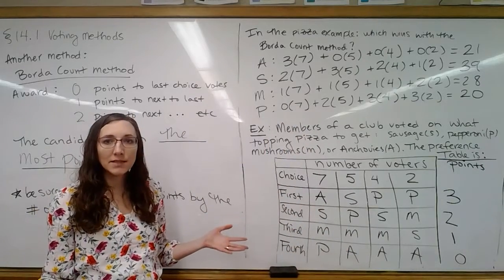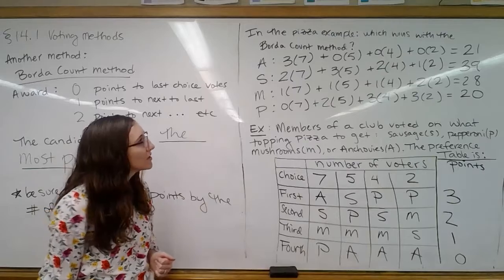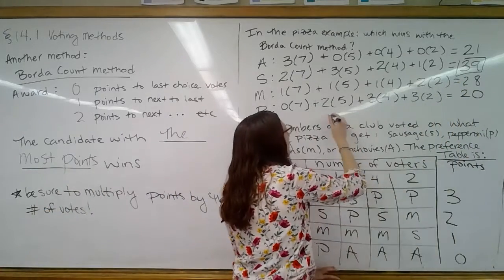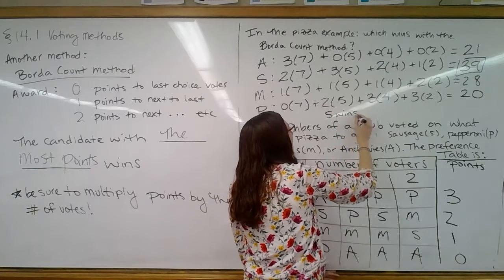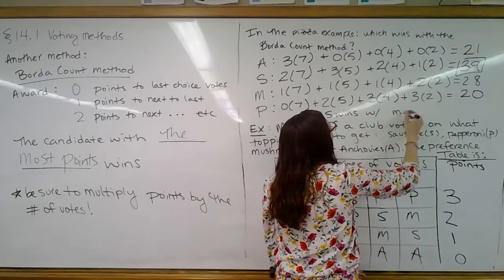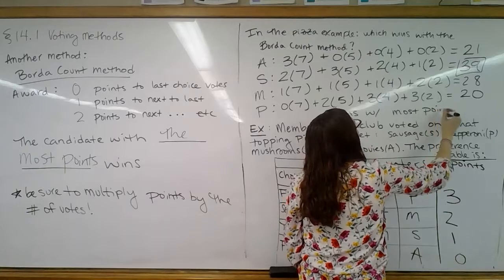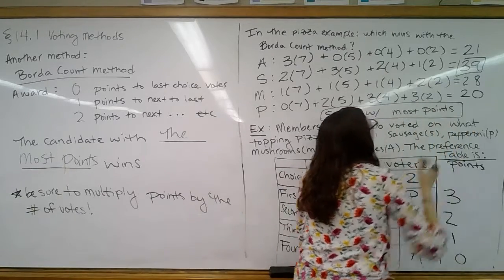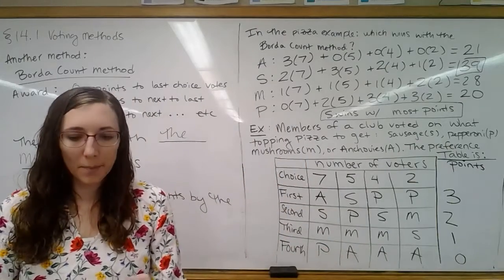And then we'll just look at who has the most. So who has the most points? Well, the most points would be 39. So sausage wins with the most points, which was 39 in this example.